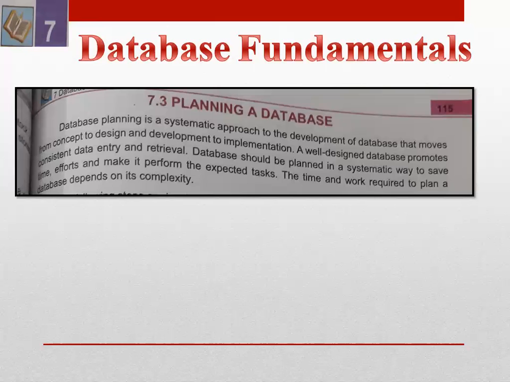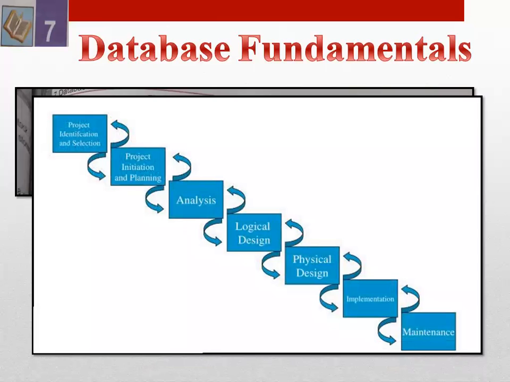In planning a database, we have different steps: project identification and selection, you can call it database identification and selection, the problem identification and selection, initial planning, then analysis, logical design, physical design, implementation, and maintenance. All these are different phases of database planning. And in software engineering, we can call it the system development life cycle also, SDLC, the system development life cycle.